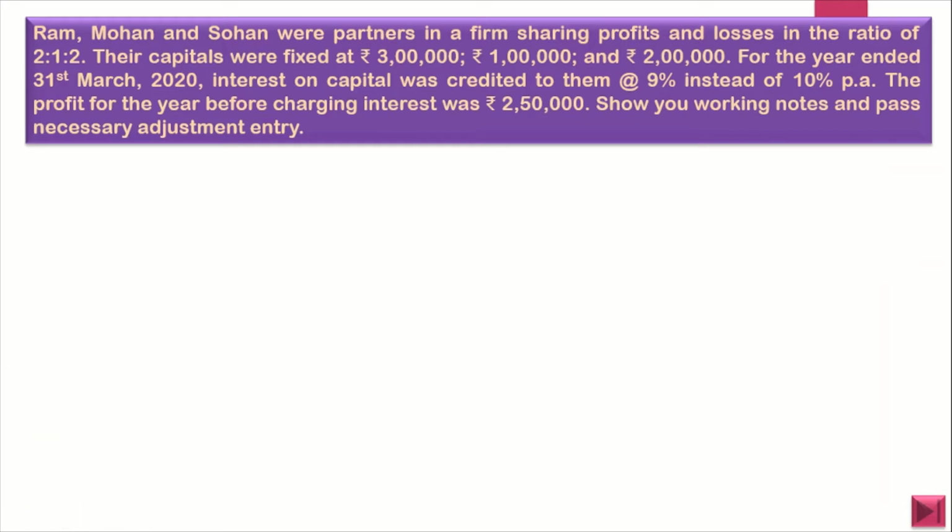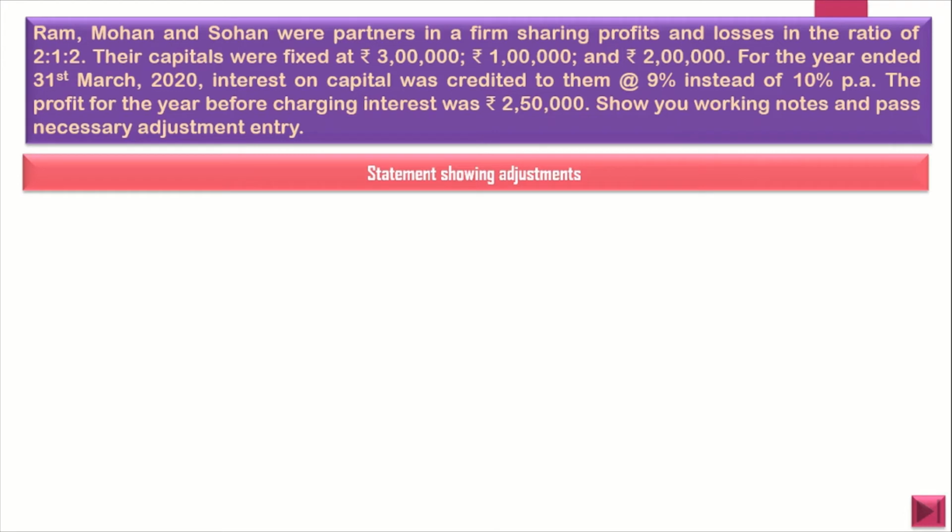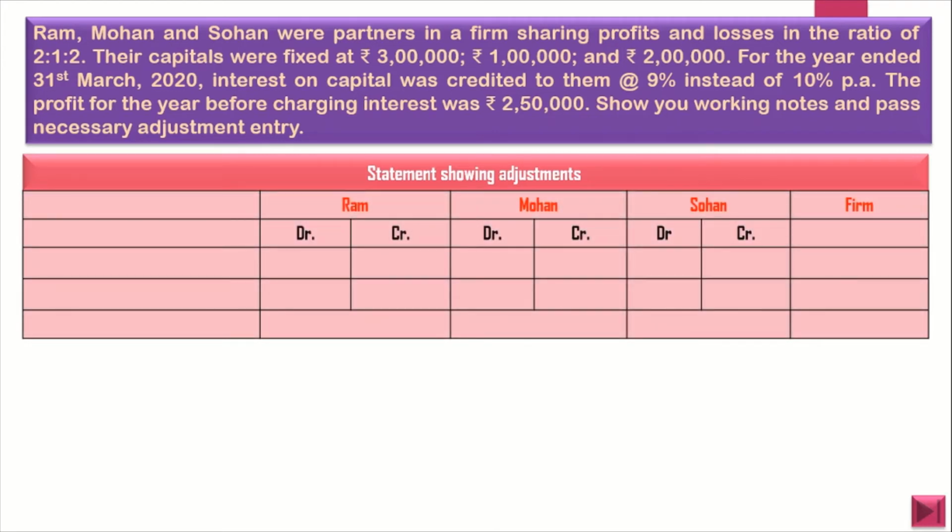Now let's see how it goes. So first thing, as I said, we are going to prepare our statement showing adjustment. We have columns like Ram, Mohan, Sohan, because since there are three partners, in all the columns we have debit and credit split in two, and there is a firm's column also. Now, interest on capital is to be provided to them at the rate of, to be credited.